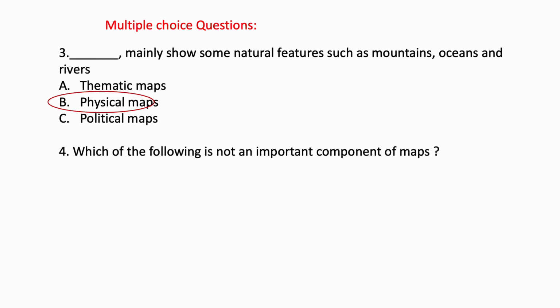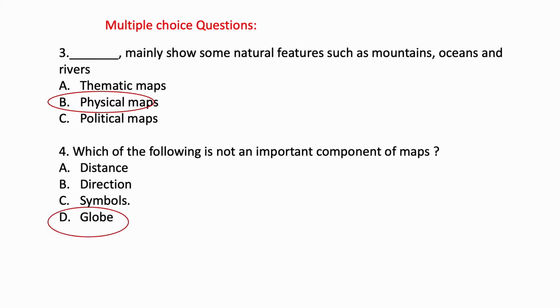Next one. Which of the following is not an important component of maps? Options are option A distance, option B direction, option C symbols, option D globe. So which is not an important component of map? Option D globe. The three important components of maps are distance, direction and symbols.